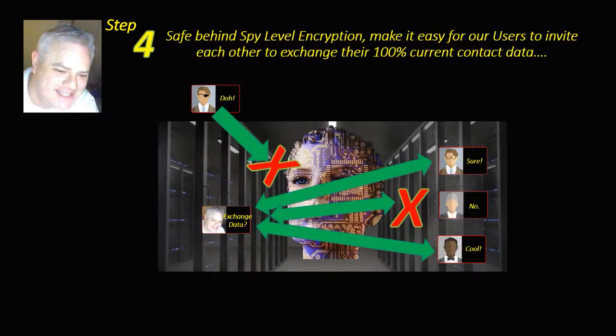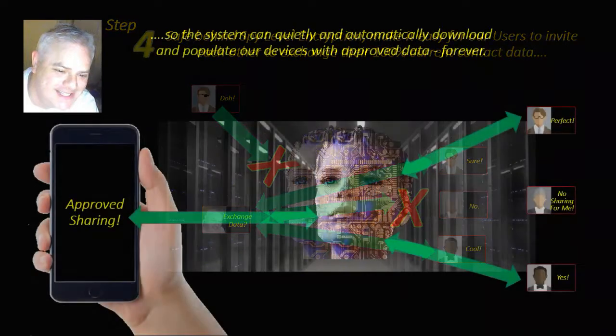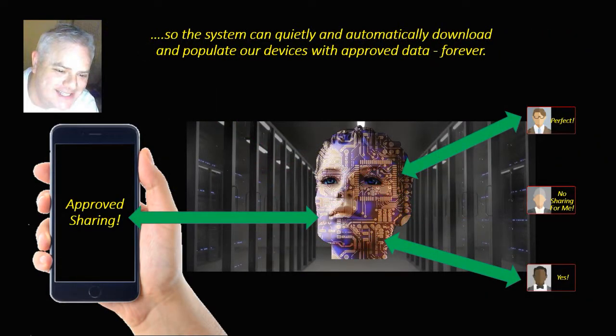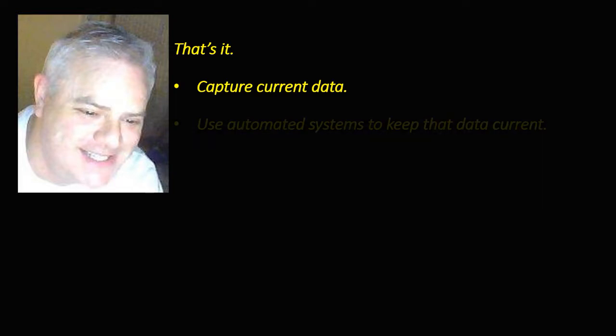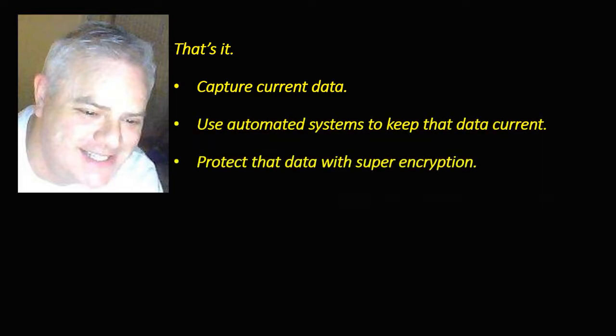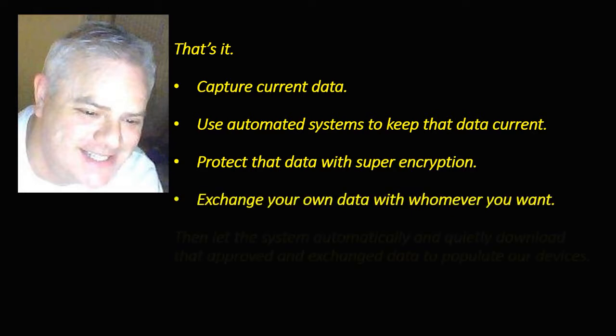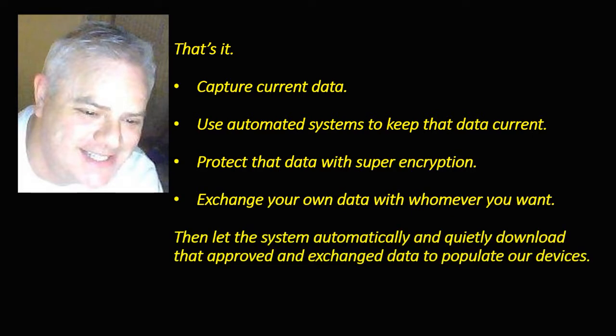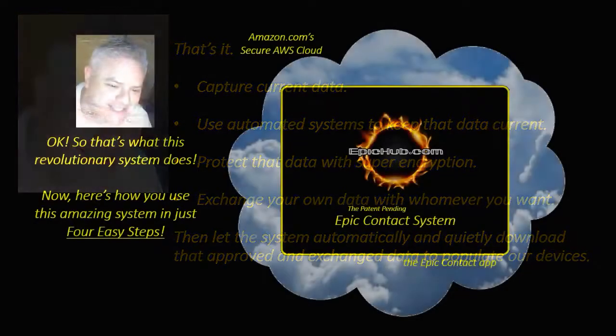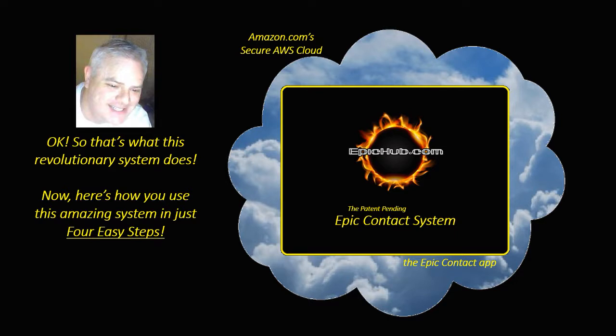Step 4. Safe behind spy-level encryption, make it easy for our users to invite each other to exchange their 100% current contact data, so the system can quietly and automatically download and populate our devices with approved data forever. That's it. Capture current data, use automated systems to keep that data current, protect that data with super encryption, exchange your own data with whomever you want, then let the system automatically and quietly download that improved and exchanged data to populate our devices. Okay, so that's what this revolutionary system does.